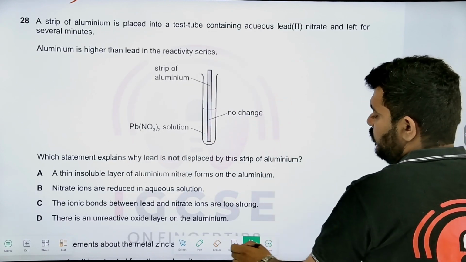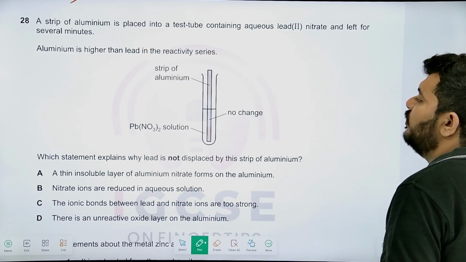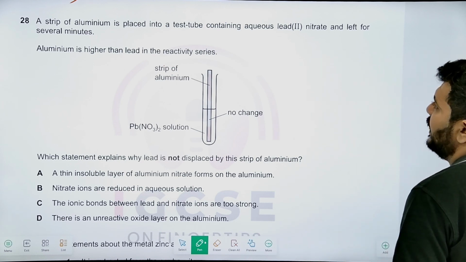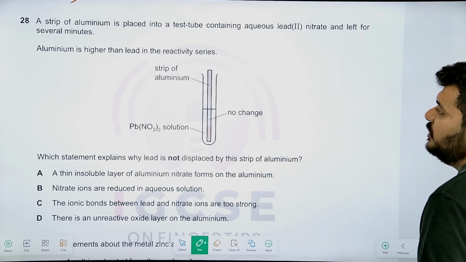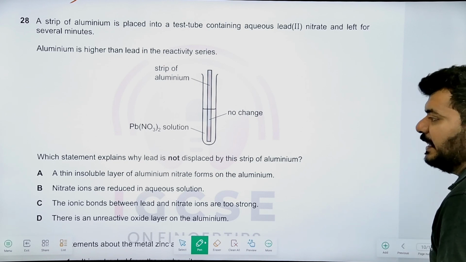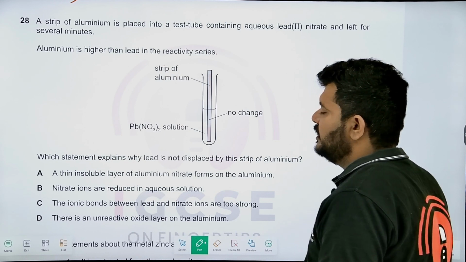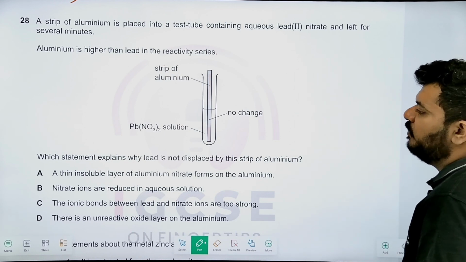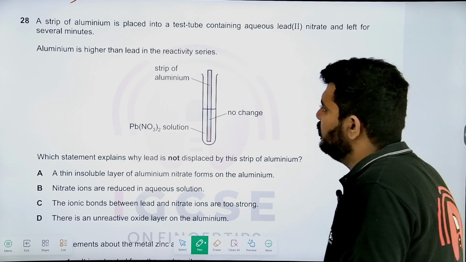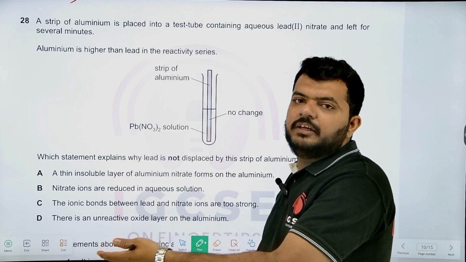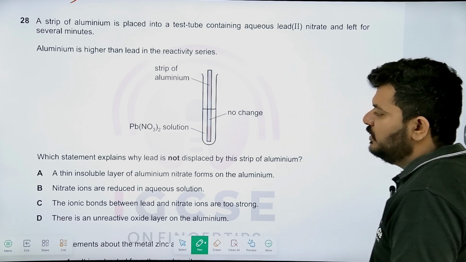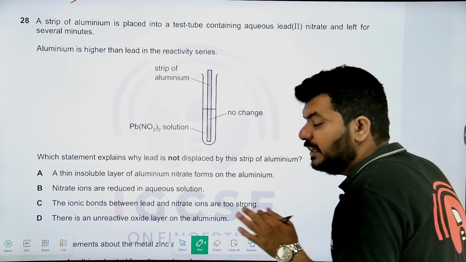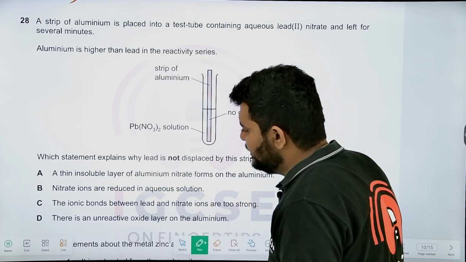Then question 28, we have a strip of aluminium placed in a test tube containing aqueous lead nitrate and left for several minutes. Aluminium is higher than lead in the reactivity series. Which statement explains why lead is not displaced by this strip of aluminium? Because aluminium oxide has formed a layer on the strip of aluminium. A thin insoluble layer of aluminium nitrate forms on aluminium. All nitrates are soluble, so that statement is incorrect.